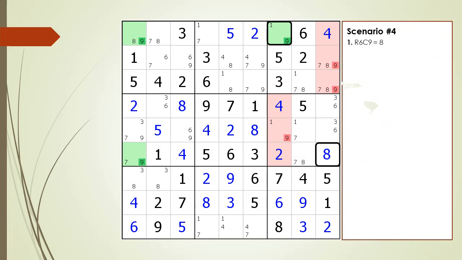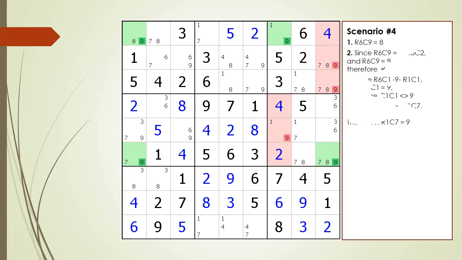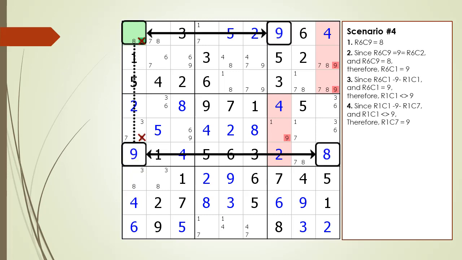Scenario 4 is similar to scenario 3, but this time we have an 8 in cell 6, 9 as shown. The same logic sequence results in having a 9 in cell 1, 7 as shown. And if cell 1, 7 has a value of 9 in it, then all the target candidates in the kill zone are killed.